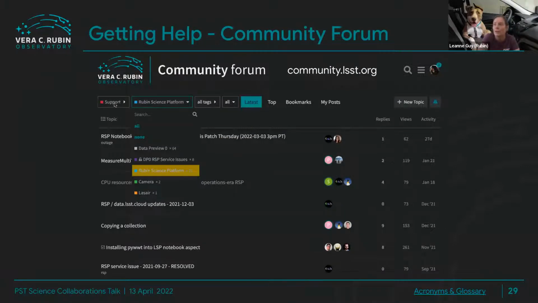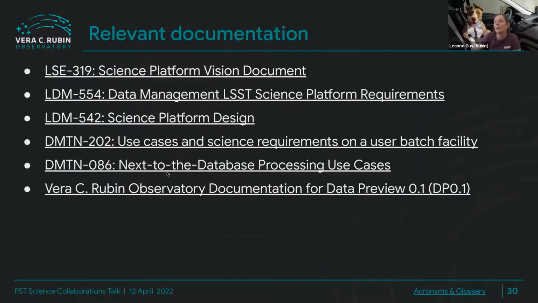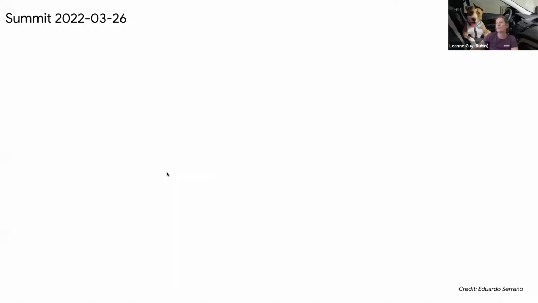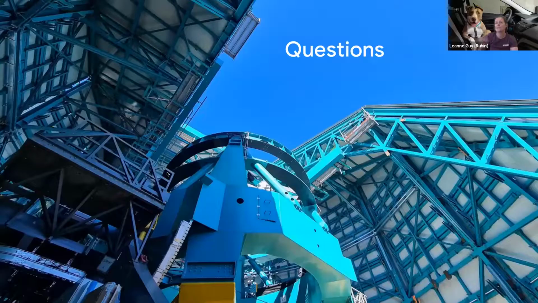And this is the community forum where you can go and get help. There is a category in support on Rubin Science Platform. If you have questions, please go here and ask them, because this helps us to share knowledge with the community. When we respond to a question, everyone on the platform can see it and everyone can get involved in the discussion, share their knowledge and ask their questions. So that way we create a community supported knowledge base. And I'll just end with some relevant documentation, and that's it.